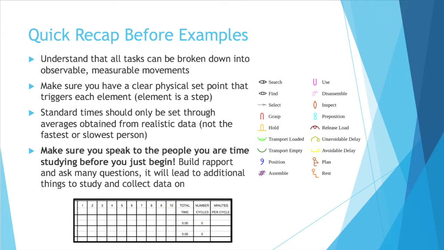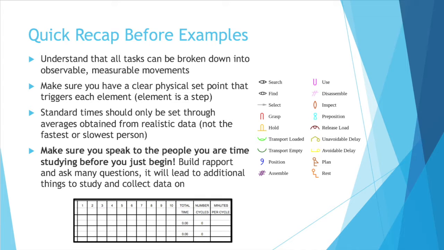So going into our examples, we need to recap some of the tools you're going to be using when performing a time study. It's important to understand that all tasks can be broken down into observable, measurable movements. These small steps are generally known as therbligs. A lot of people just call them movements. Some examples of them are on the right.